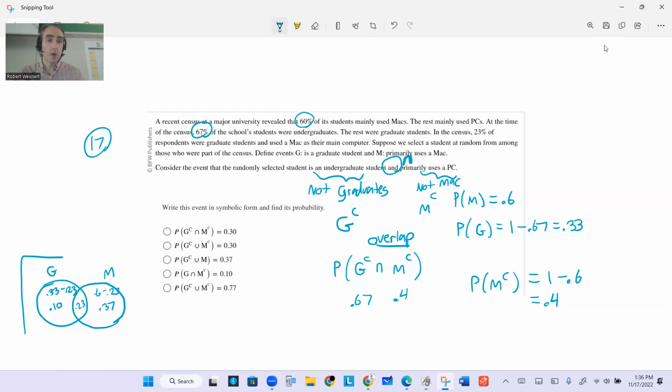But then overall, there's going to be some numbers on the outside. If you add these together, that's your 33 plus 37, now it's going to be 70. You might recall that 70% represents graduate or Mac users. So non-graduate and non-Mac users, that's going to be left over, right? So these add to 70%. So then this is going to be 1 minus 0.7, so it's going to be 0.3. So your answer is going to be 0.3.